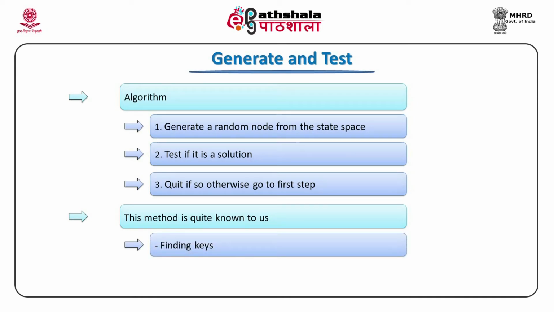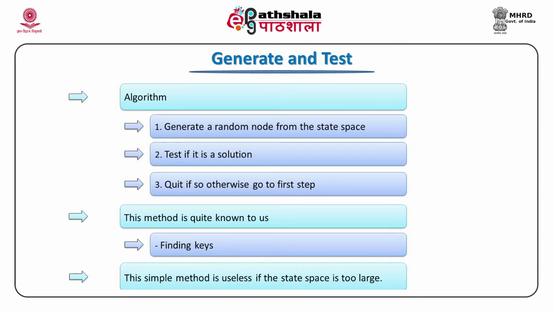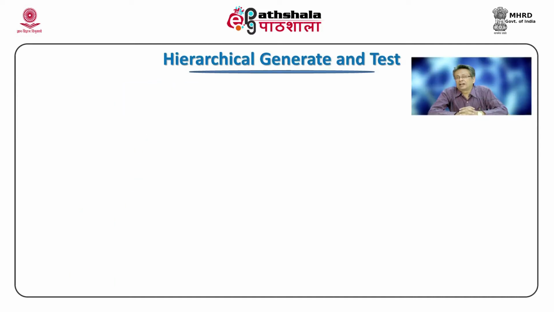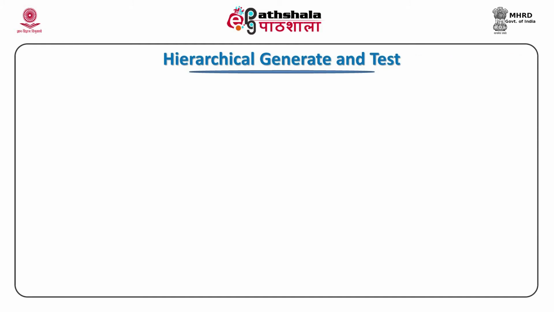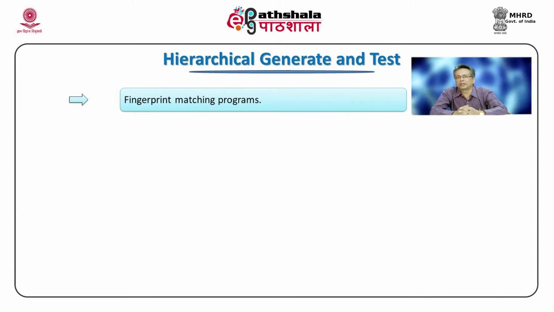The method is quite well known, as I said. Finding keys is one example I've already given. This method is useless if I have to search for the key in an entire house. But if I know that there are only a few places where the solution can be found, it's pretty useful. And there is something called hierarchical generate and test. People in forensics do something like this. They take the fingerprint of the criminal and try to match it with the fingerprints of the criminals in the database.